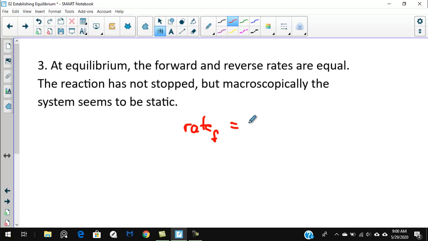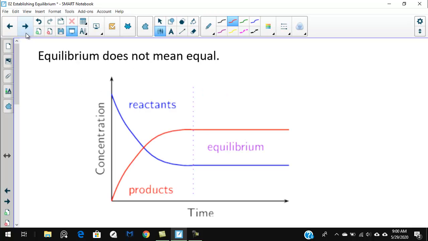So that's when we see macroscopically nothing is changing. The color, the pH, whatever we were measuring stays the same. And it seems to be static, though underneath we know that these two reactions are continuing to happen just at exactly the same rates. Okay? So that's how we know that equilibrium has been established.